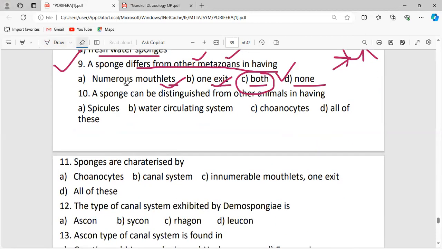Next, sponges can be distinguished from other animals in having spicules, a water circulating system, choanocytes, or all of these.